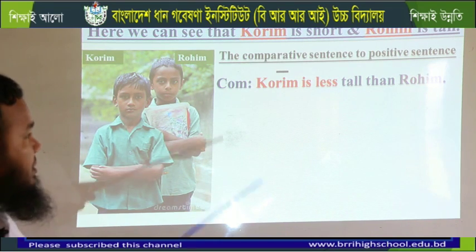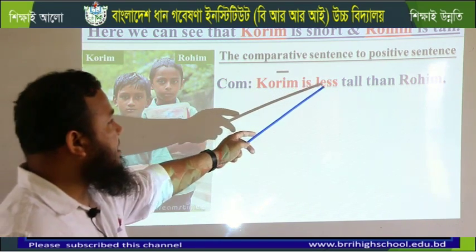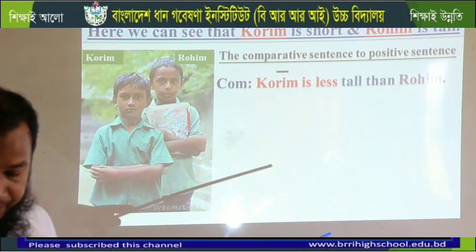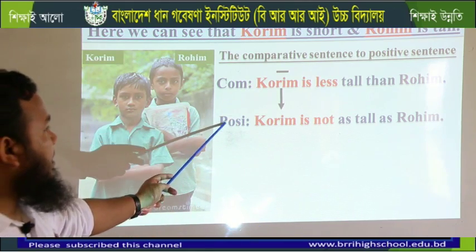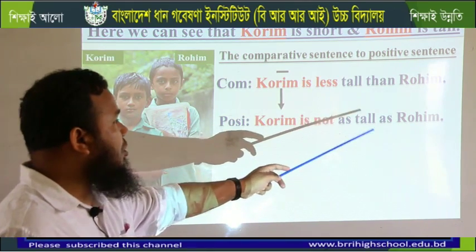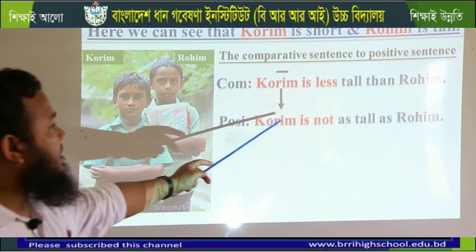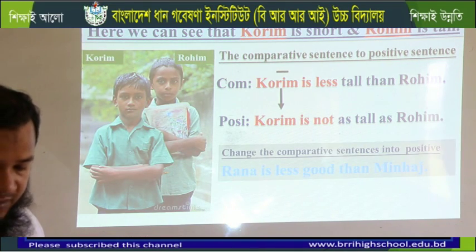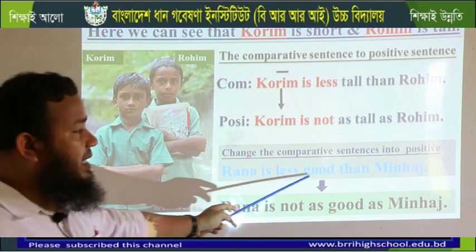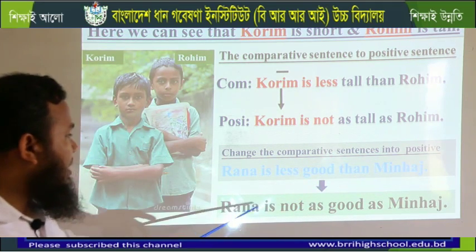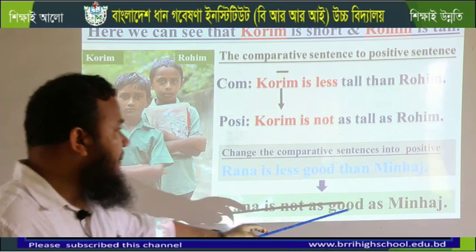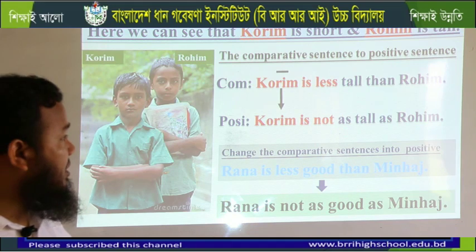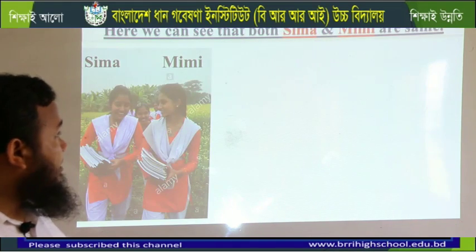Again, another example, students. Korim is less tall than Rohim, and its positive degree is Korim is not as tall as Rohim. Again, Rana is less good than Minhas. Rana is not as good as Minhas. So these two examples you have to remember attentively, because they are very important for your examinations.